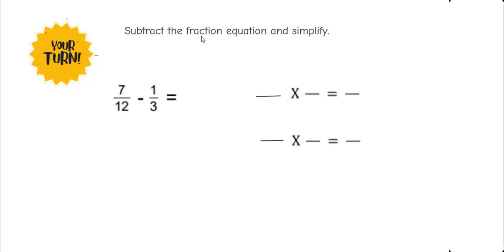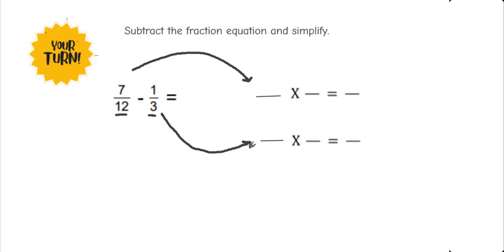Now, when we subtract fractions, and even when we add them with unlike denominators, the number one rule when adding and subtracting fractions is the denominator has to be the same. One is a 12 and one is a 3. We have to make them the same. So we do that by creating equivalent fractions. We're going to make an equivalent fraction there and an equivalent fraction there.